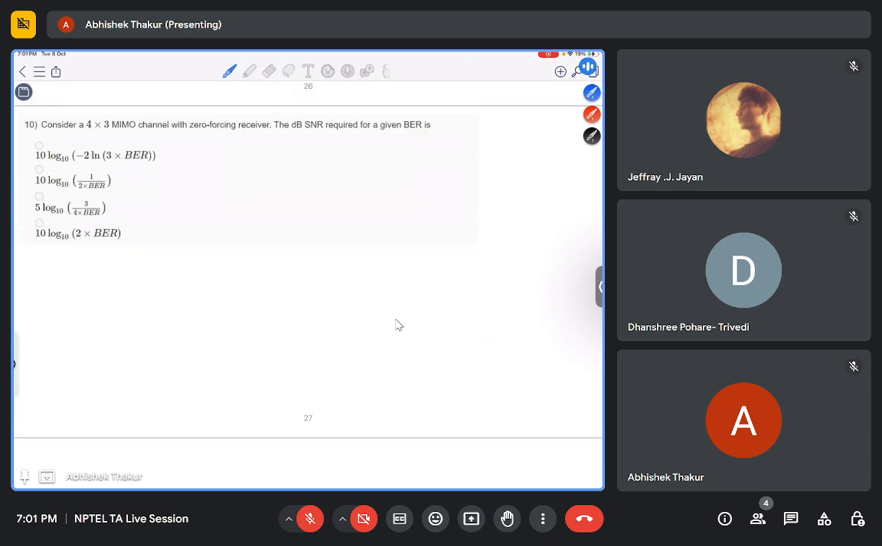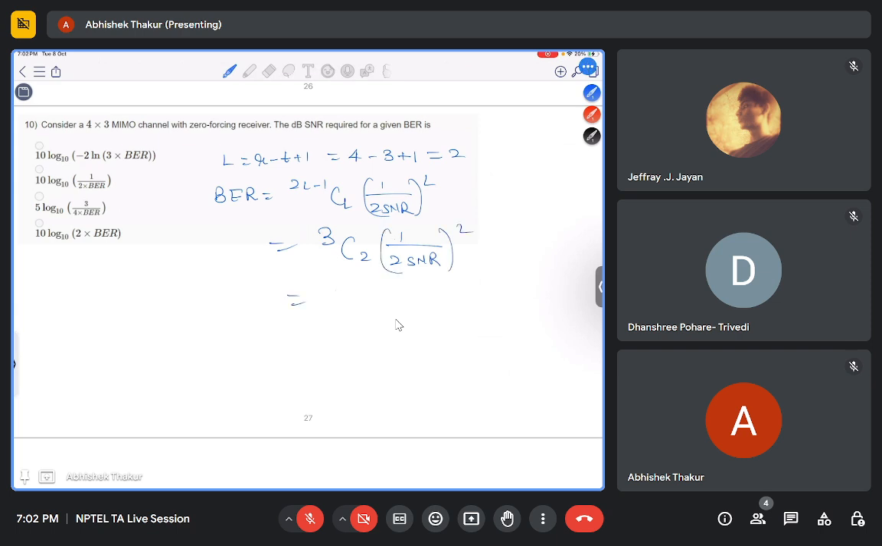Coming to question 8, consider a 4 cross 3 MIMO channel with zero forcing receiver. The SNR in dB required for a given bit error rate is asked. We have already solved such a question. Here L is equal to R minus T plus 1. Receiver is 4, transmitter is 3, plus 1, so it will become 2. Bit error rate is equal to 2L minus 1 C L, 1 by 2 SNR to the power of L. So that is 3C2, 1 by 2 SNR square, which will become 3 by 4 SNR square.